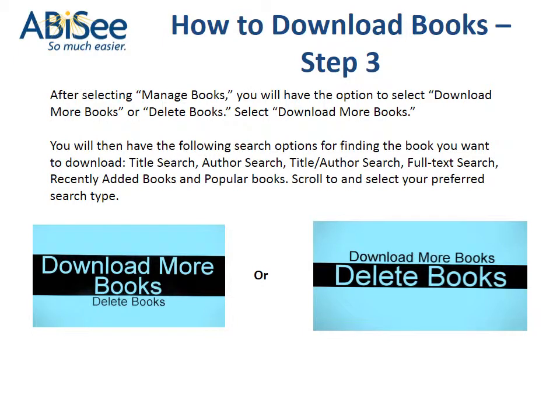How to download books. Step 3. After selecting Manage Books, you will have the option to select Download More Books or Delete Books. Select Download More Books. You will then have the following search options for finding the book you want to download: title search, author search, title/author search, full text search, recently added books and popular books. Scroll to and select your preferred search type.